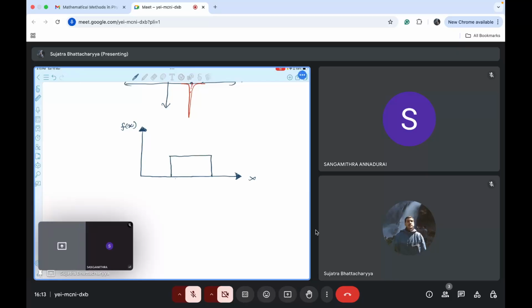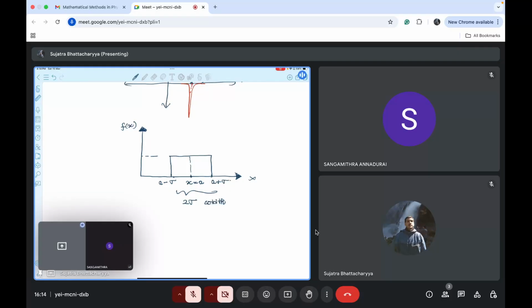So this is at x is equal to a. This is a minus sigma, and this is a plus sigma. So you can see that this is a, this is plus sigma, and this is minus sigma. So it is a 2 sigma width, right? You can see a plus sigma minus a minus sigma, so it's a 2 sigma width.